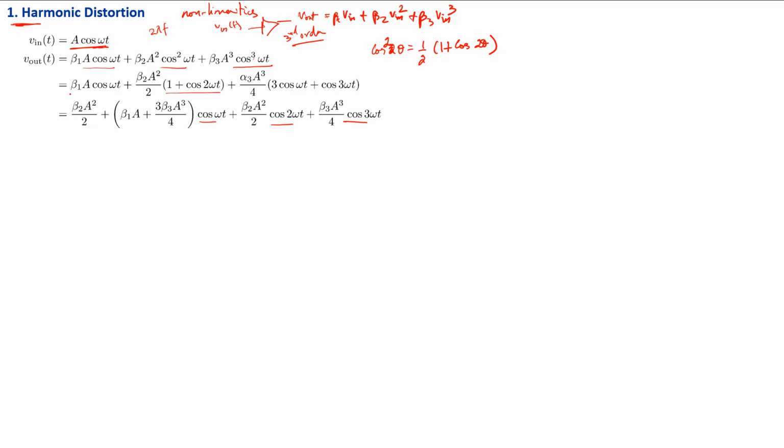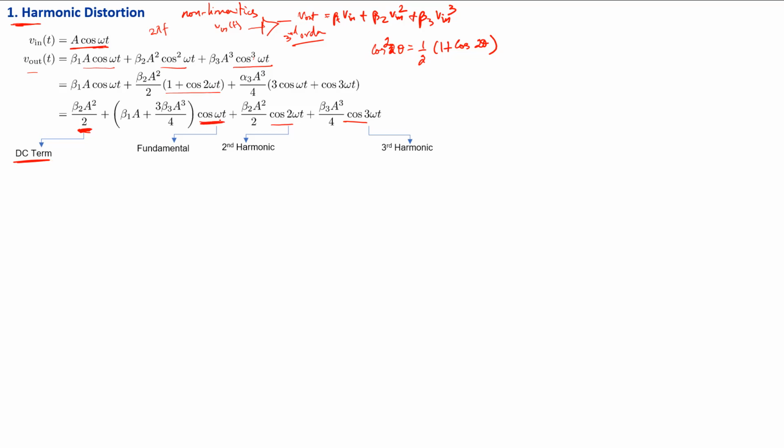and we would notice that the output is distinctively having 4 different terms here. The first term, if you notice, does not depend on time, and such a term is going to be the DC term.